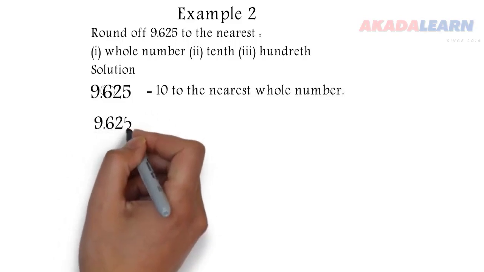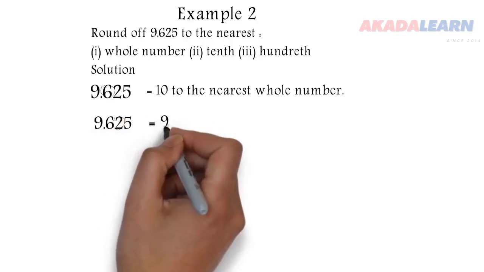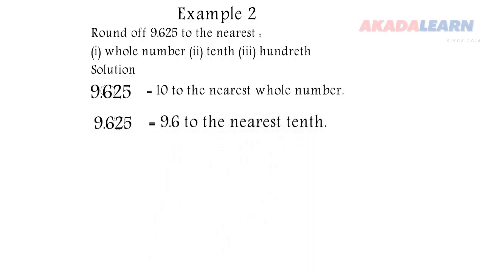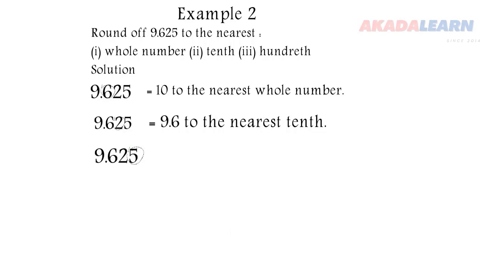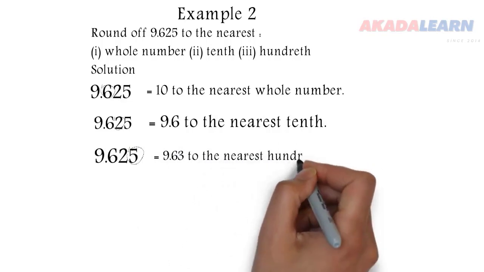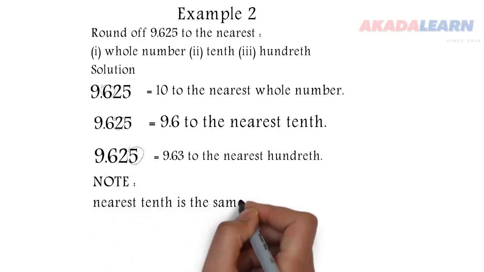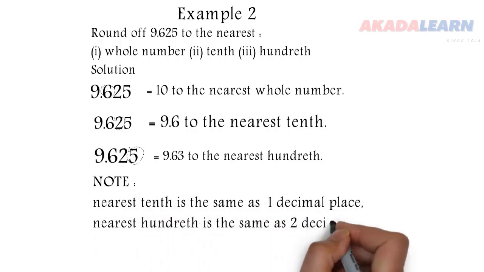Again, we will write the number. Now after tenth, I have hundredth. The hundredth digit there is 2, so 2 is not up to 5. So we will just say 9.6, while we cut off the remaining part, which is to the nearest tenth. So nearest tenth has just 1 digit after the decimal point. Now after hundredth is thousandth, and the value of thousandth is 5. So remember the rules. We add 1 to 2, so it becomes 9.63 to the nearest hundredth. Note, when we say to the nearest tenth, it's the same thing as 1 decimal place. When we say to the nearest hundredth, it is the same thing as 2 decimal places.